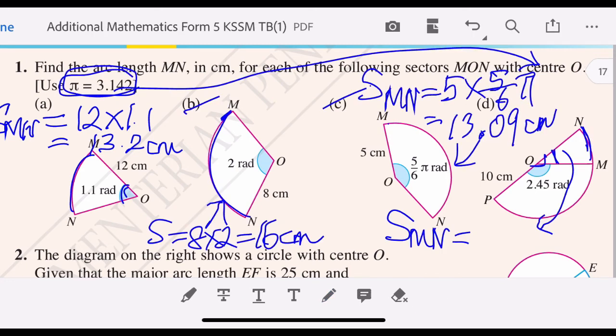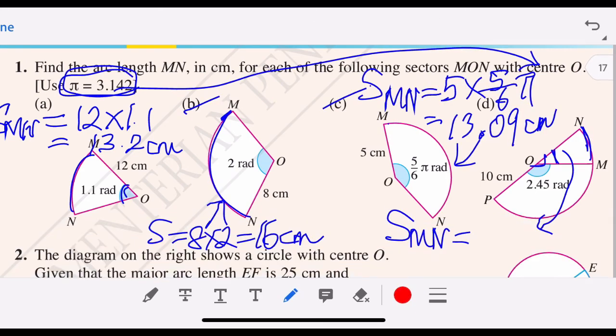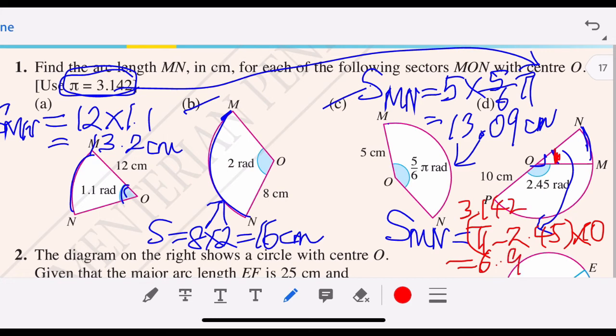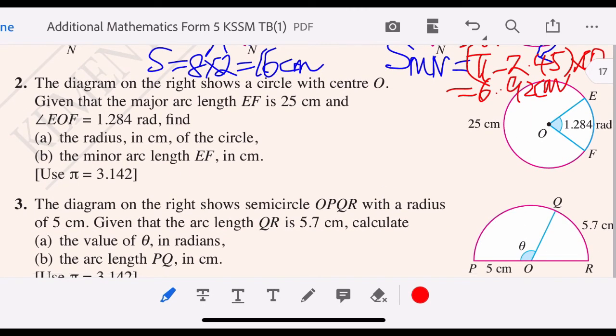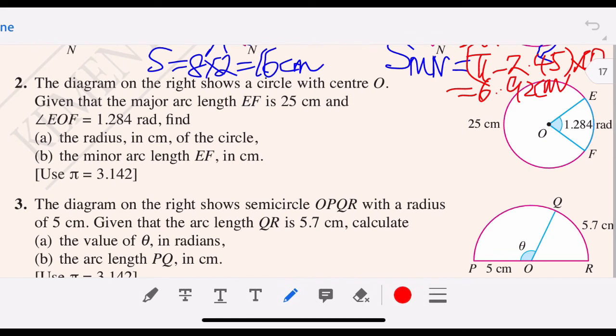So the balance of this angle should be pi minus 2.45. That is the angle, and you just times with the radius 10. You will get the answer, which is 6.92 cm. Please use the pi given. Okay, so I have discussed question number 1, and I'm going to discuss question number 2.